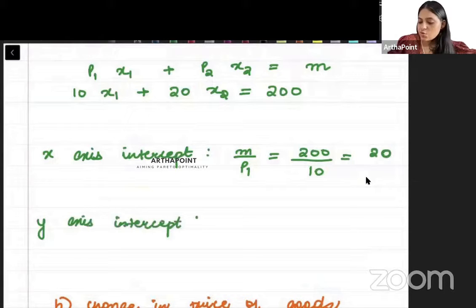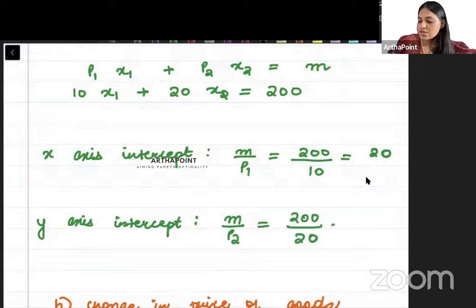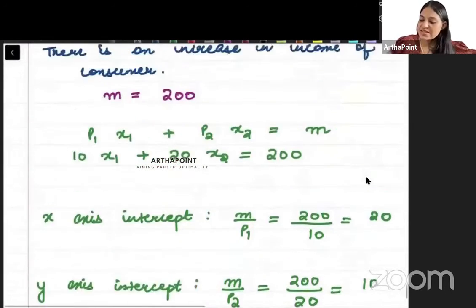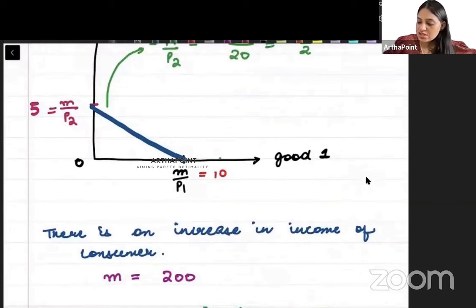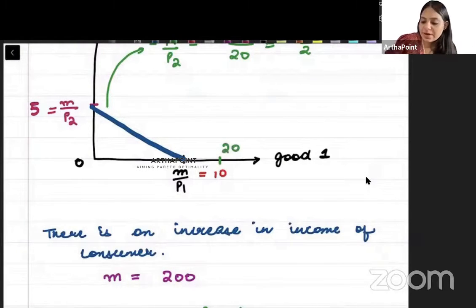Yes, it is going to be M by P2. Income is 200. Price of good 2 is 20. This will give you 10. Clear? So beta, what is my x-axis intercept coming out as? It is coming out as 20. What is the y-axis intercept coming out as? It is coming out as 10.